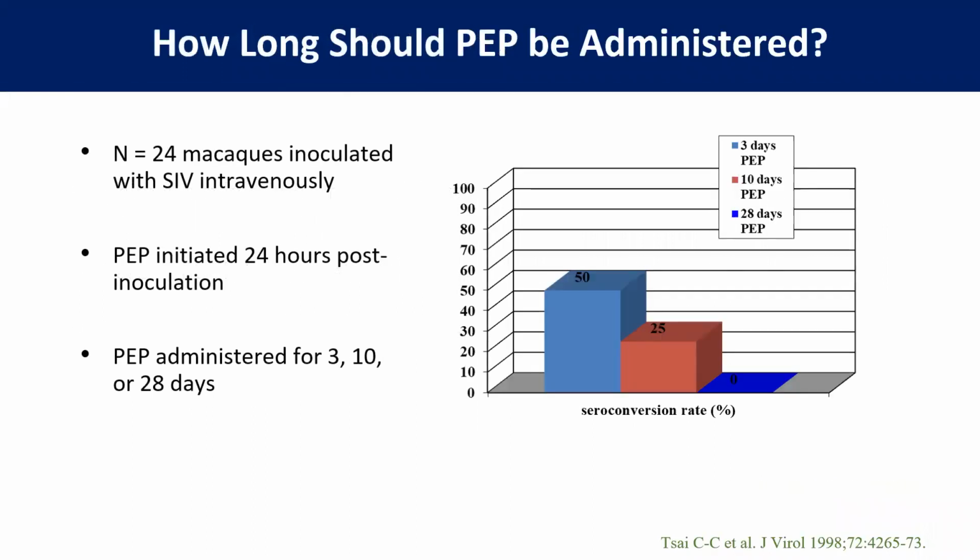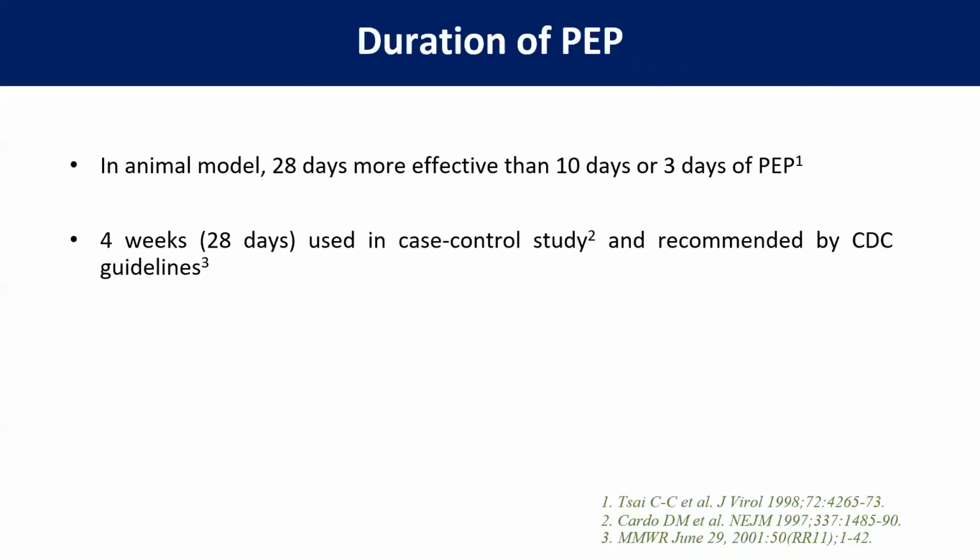Here, the duration of the PEP. The slide explains that the blue color indicates PEP given for 28 days, where the transmission is 0%. Here the red color indicates PEP given for 10 days, and the transmission is 25%, that is, seroconversion. And for 3 days, it is 50%. So it is better to give 28 days of PEP. 28 days is more effective than 10 days or 3 days.